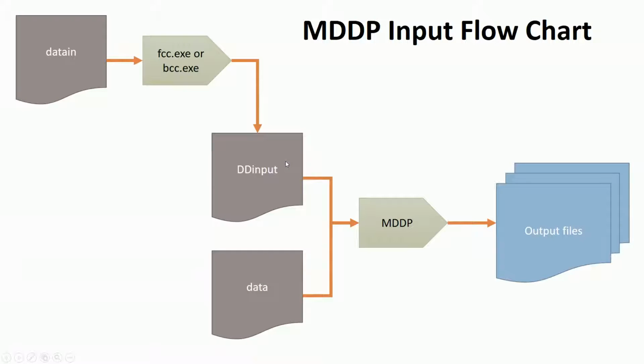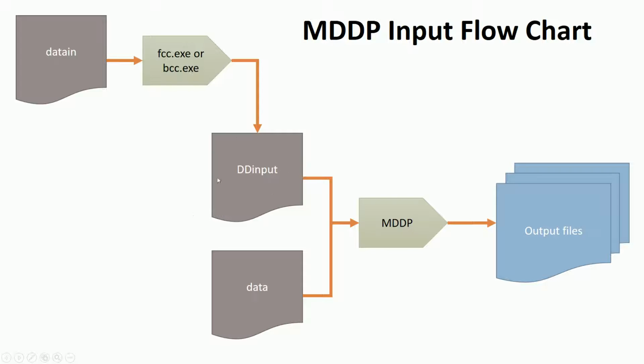So this is a basic flowchart of the inputs for MDDP. There are 3 input files in particular. The first is this data in file. This essentially defines the simulation cell and is used by the preprocessor. This preprocessor takes this information about the simulation cell and adds to it information about dislocations that are existing inside the simulation cell already. So it will compile a list of nodes and node connectivities to actually model the dislocations. And that is known as the DD input file.